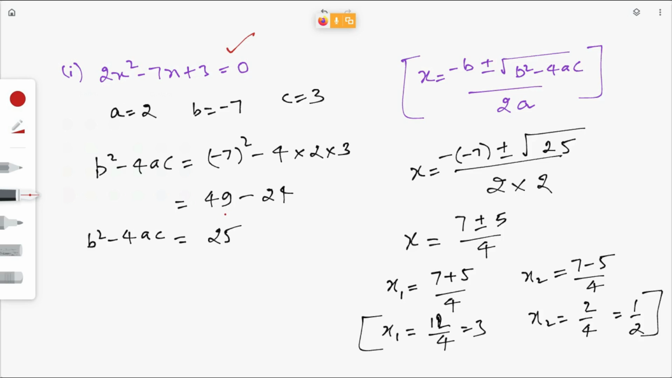To find the value of x using the quadratic formula, you need to remember this: x is equal to minus b plus or minus root of this divided by 2a. After writing this formula, take the part in the root, b square minus 4ac. So what is b? Follow me. What is b?